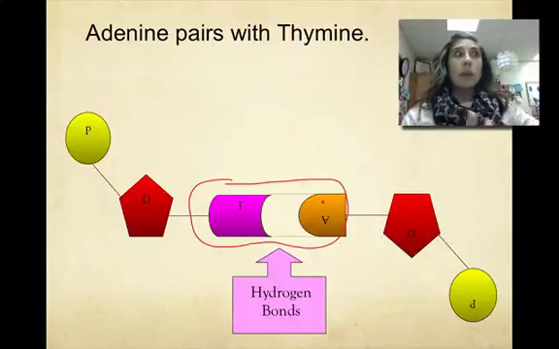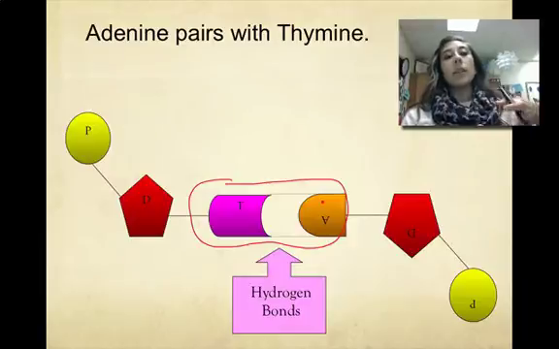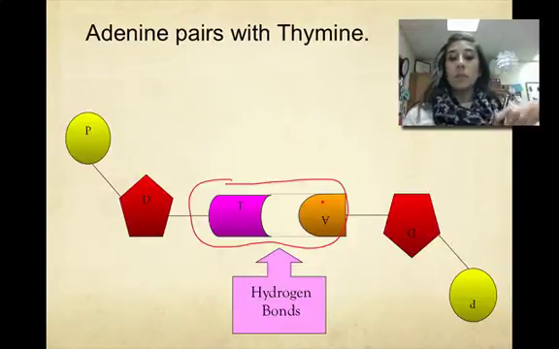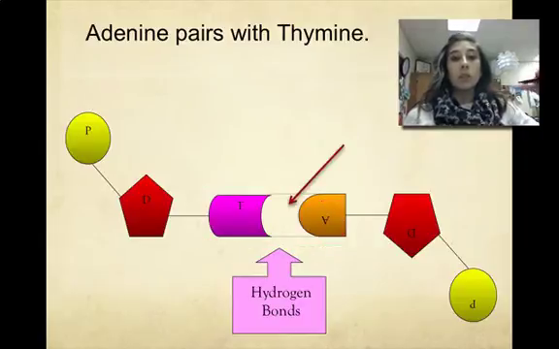They will never intermix. C will never pair with A. T will never pair with C. It's always A and T and G and C. So try to remember that. Try to help yourself remember those 4 names of the nitrogenous bases.